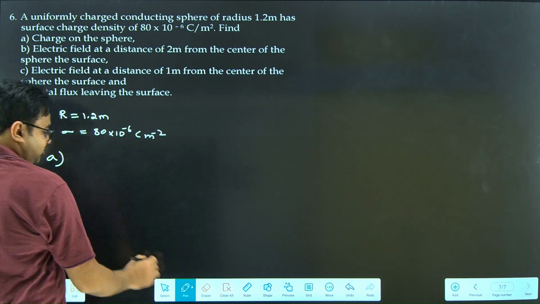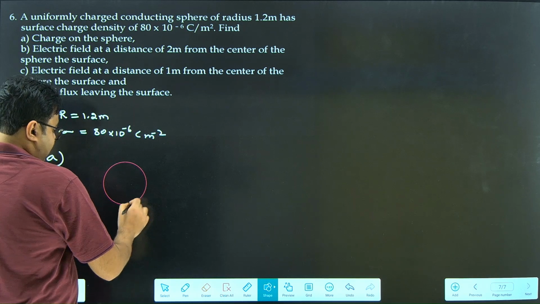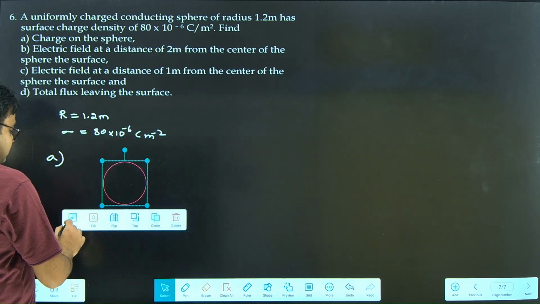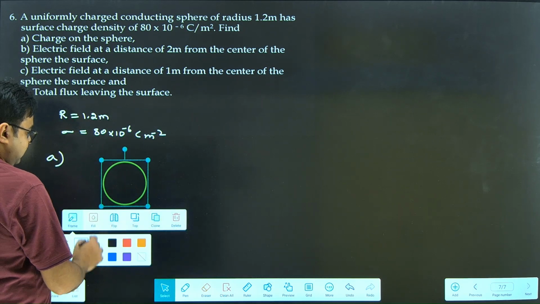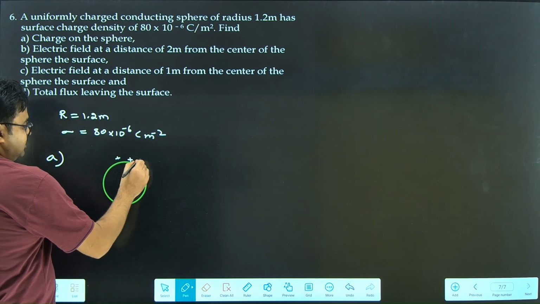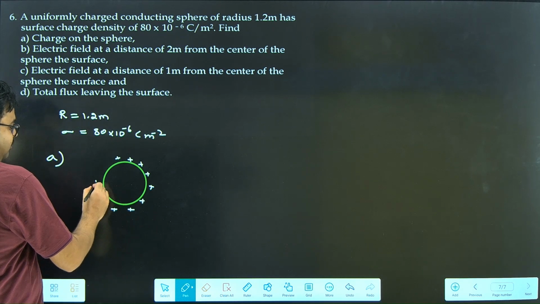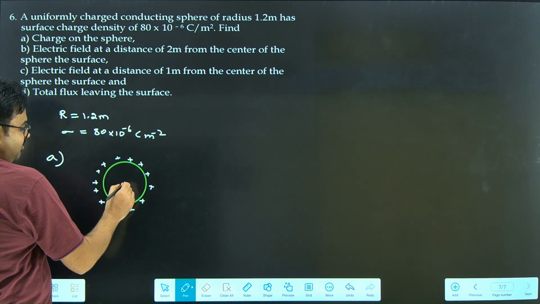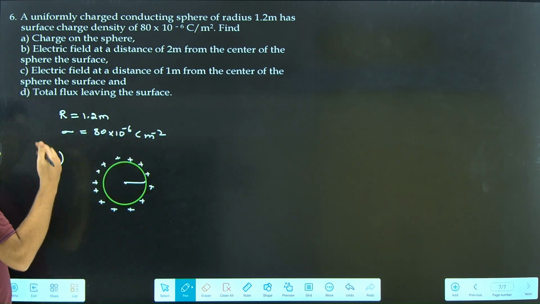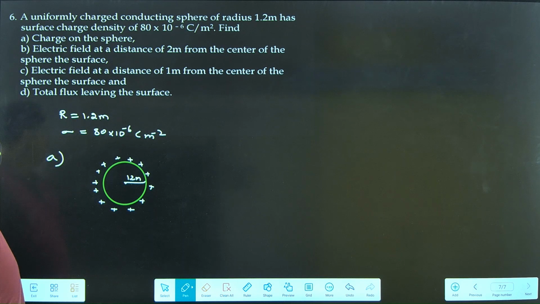So we have a sphere here, right? And this sphere, my dear friends, is charged, the question says. So there is charge sitting on this sphere. The radius of the sphere has been given to you. The nature of the charge has not been provided in the question, so I shall assume that it is positive. This is 1.2 meter, right? We need to now calculate the charge.